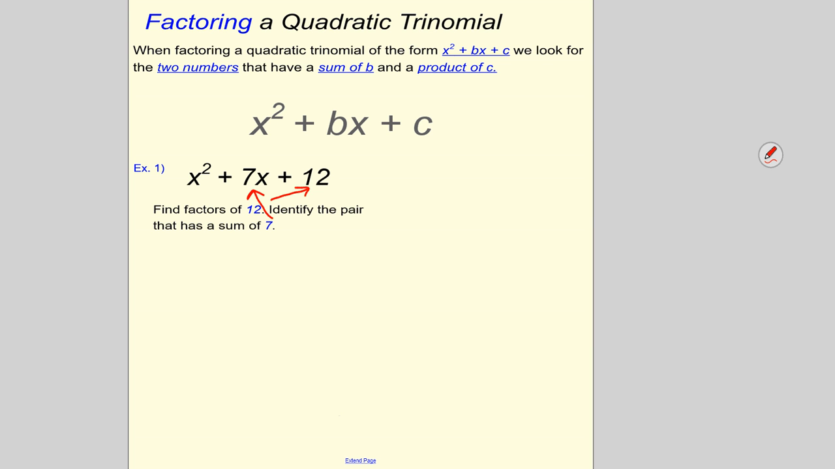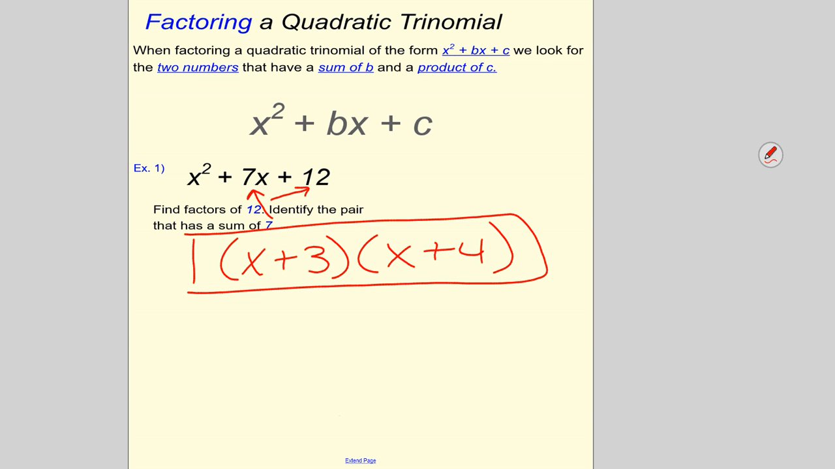So hopefully you recognize that it's 3 and 4. 3 times 4 is 12. 3 plus 4 is 7. And it doesn't matter if I said 3 plus 4 or 4 plus 3. It doesn't matter the order. So therefore, my factors are going to be in the form x plus 3 times x plus 4. All right? So this is my answer.